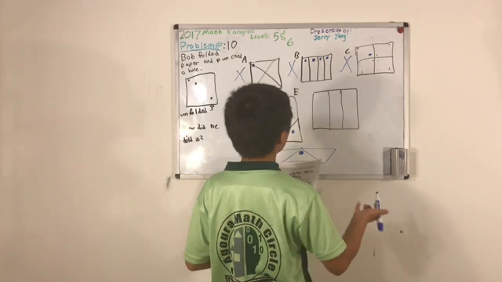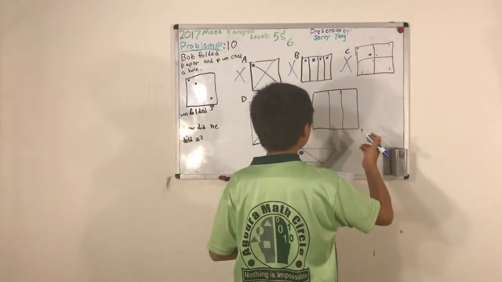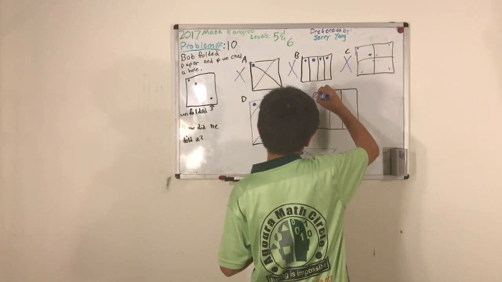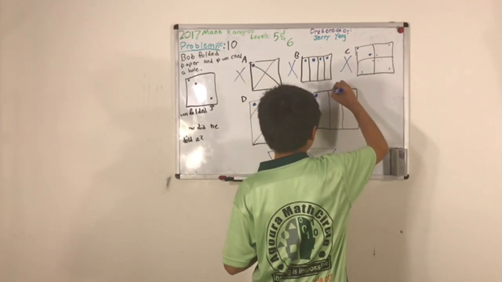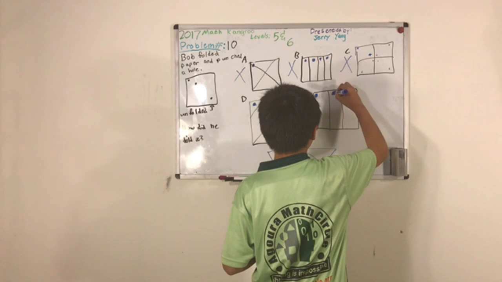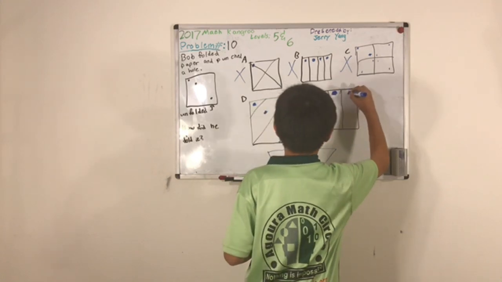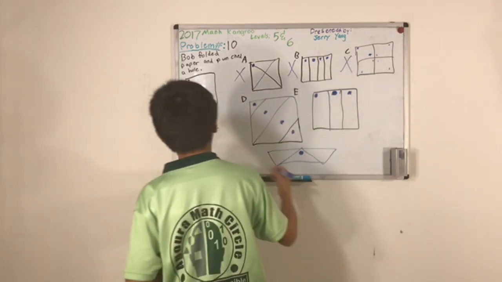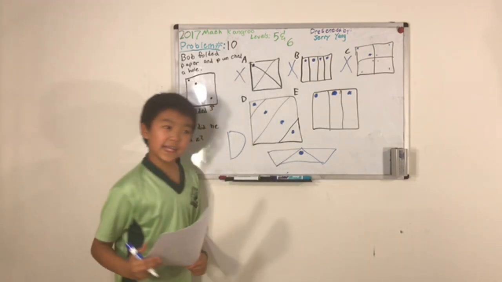But just to make sure, we're gonna check E. E is not possible because if he punched a hole here, then the hole would reflect and mirror on these other two segments. Therefore, we know our answer is D.